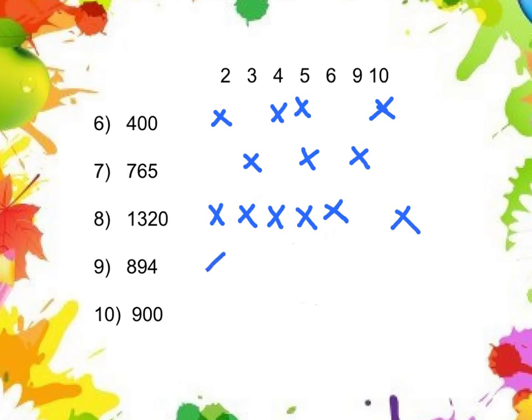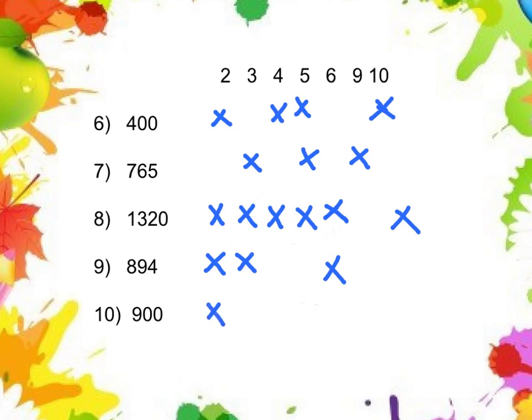894, it's an even number, and 8 plus 9 plus 4 is 21, so this number is divisible by 3, and if it's divisible by 2, and if it's divisible by 3, it is divisible by 6. So let's put a mark here on the 6. Now this number, it's only divisible by those.